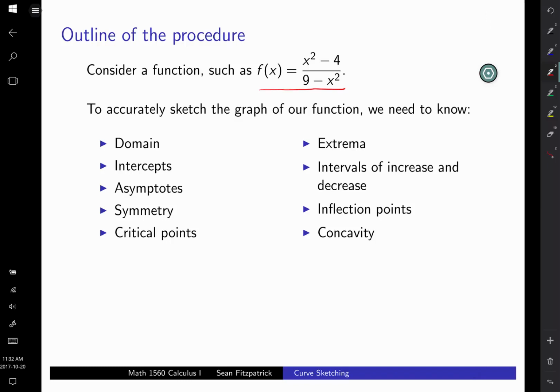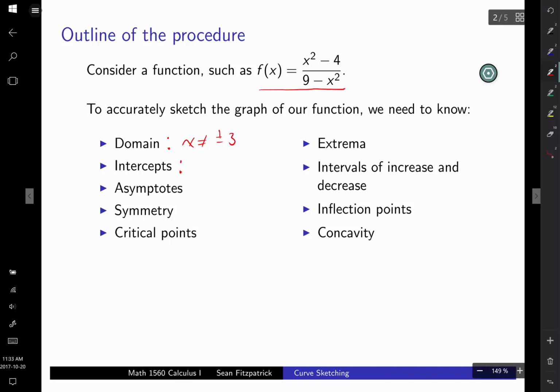So there's a lot of information that goes into figuring out what the graph looks like for your function. First thing you got to do is figure out, okay, where is my function defined? What's the domain? Well, in this case, we might as well say what it is, right? We know that it's everything except for, well, x can't equal plus or minus 3, or else the denominator is 0. So we get some domain information.